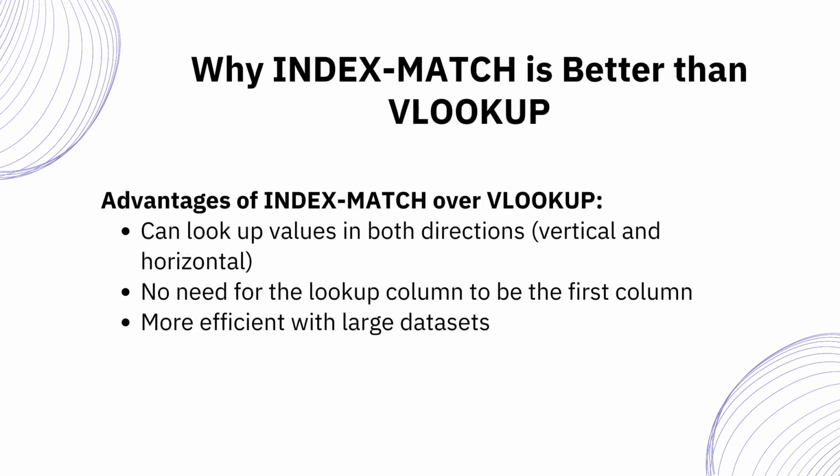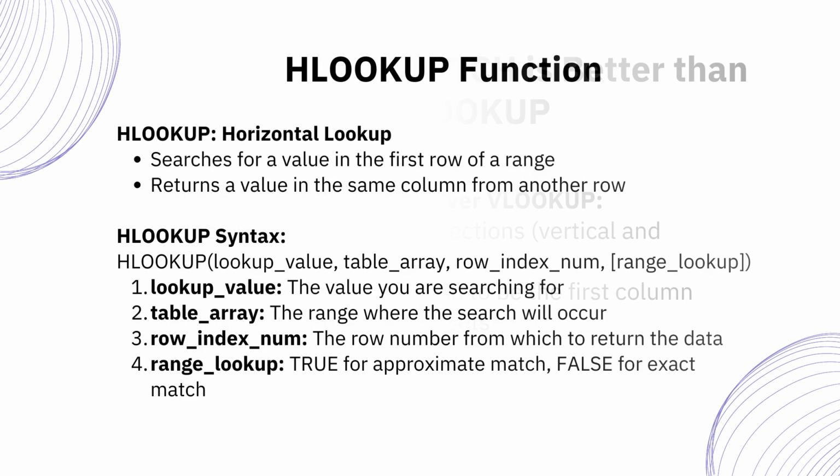When combined, INDEX and MATCH are more powerful and flexible than VLOOKUP. They can look up values in both directions, horizontal and vertical, and they don't require the lookup column to be the first column. INDEX MATCH is ideal for more complex lookups where VLOOKUP's limitations cause issues. HLOOKUP, or horizontal lookup, works like VLOOKUP but searches for data across rows instead of columns. It's useful when your data is structured horizontally.